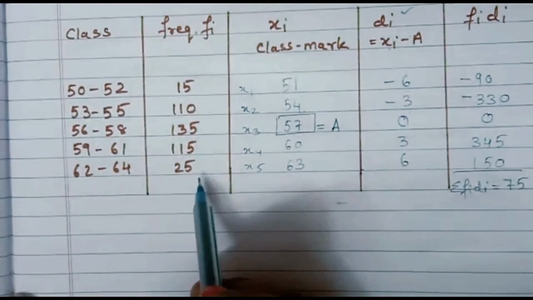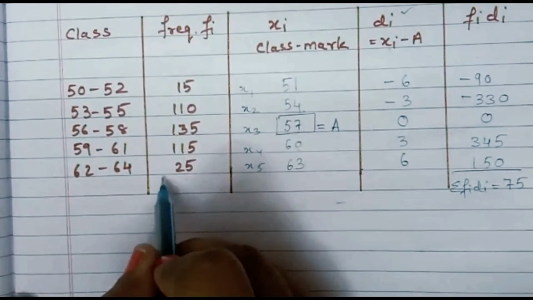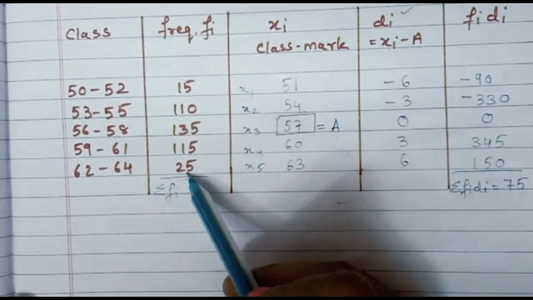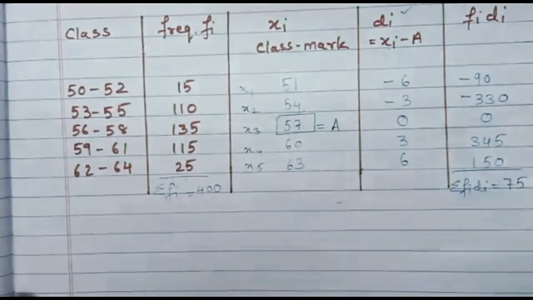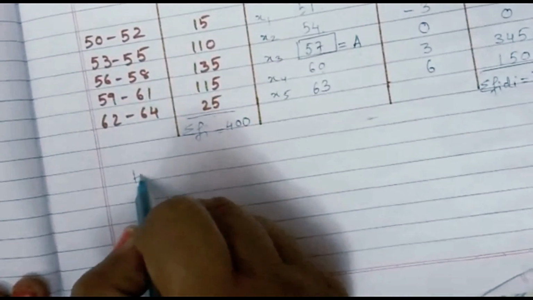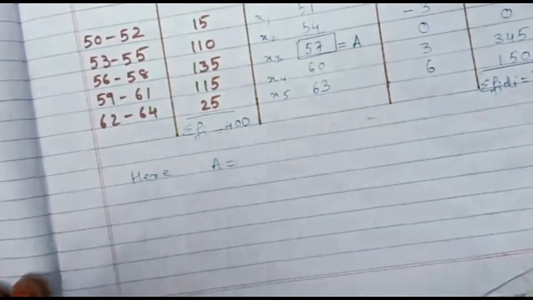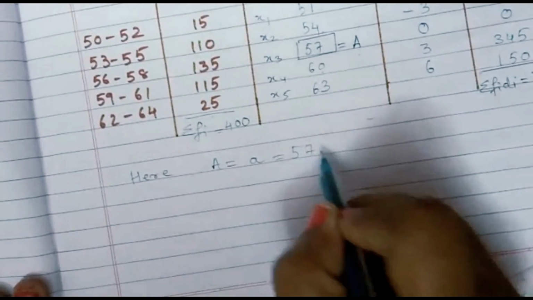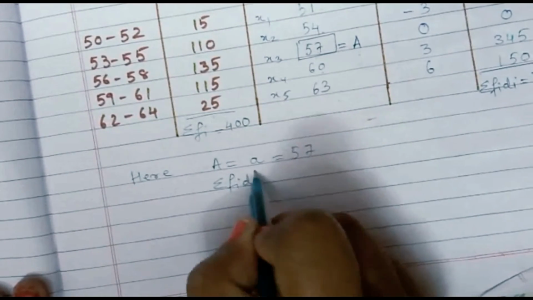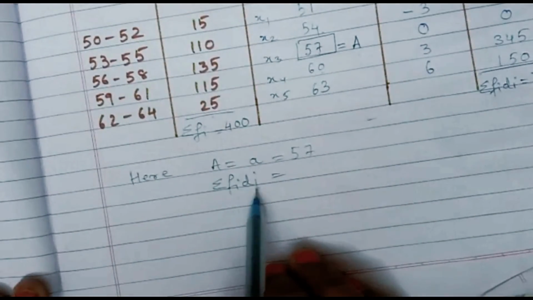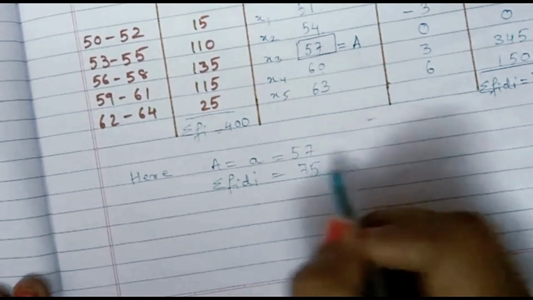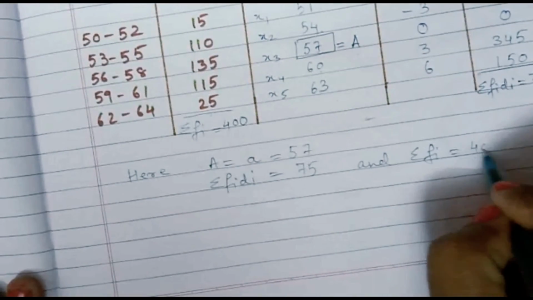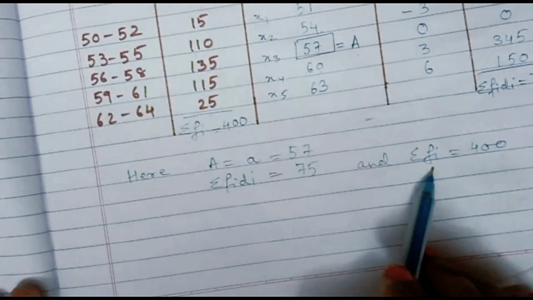Same way you can also find out the total frequency. So right now sigma fi is equal to 15 plus 110 plus 135 plus 115 plus 25, which is equal to 400. So you need to write it specifically here. Assumed mean A, you can also write it with small a, is 57. Sigma fi di, the summation of the product of frequency with deviation, is 75, and sigma fi, the total observation, is equal to 400. Only these three things we need in the calculation.